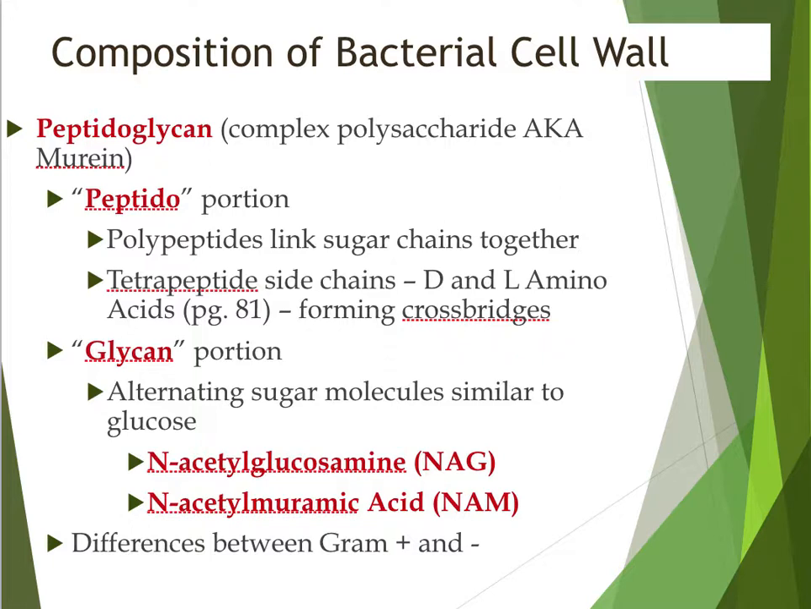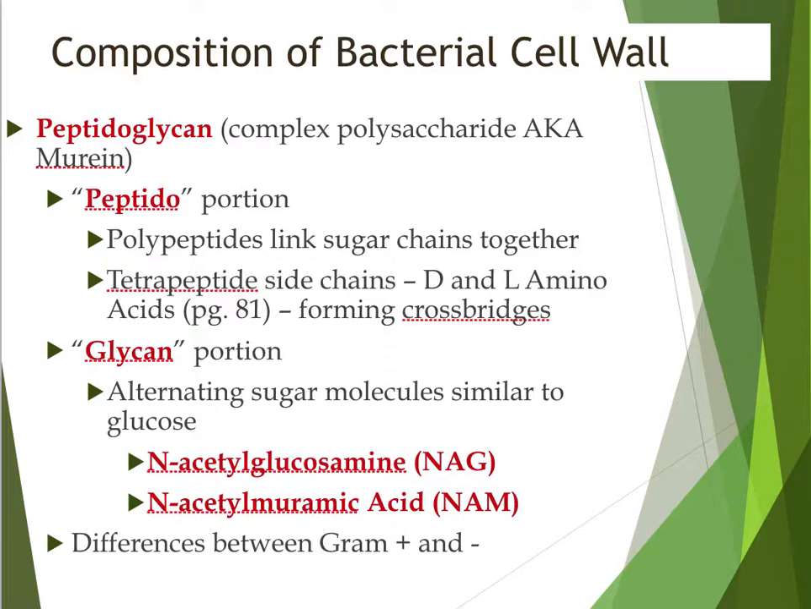So what is the bacterial cell wall made of? As I keep saying, it's peptidoglycan. That's a complex polysaccharide that can also be called murein. The peptido portion is made up of polypeptides. Polypeptides are chains of amino acids that are joined together by a bond known as a peptide bond. And those polypeptides link sugar chains together. So notice that the sugar chains are going to be the glycan portion.